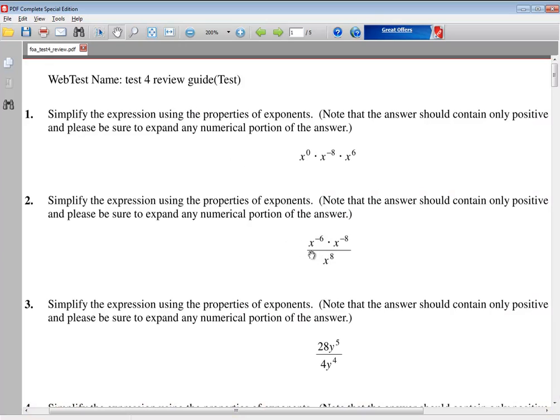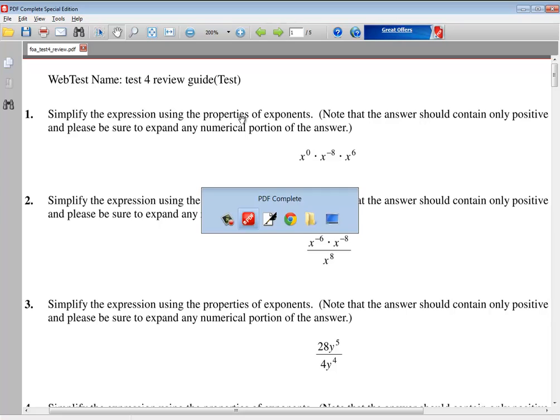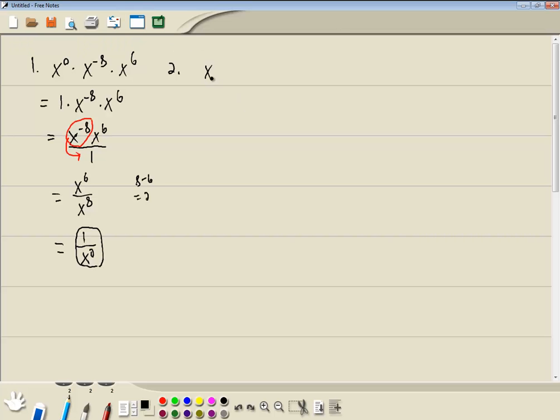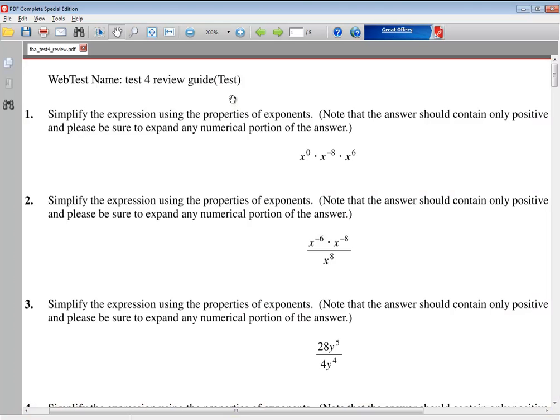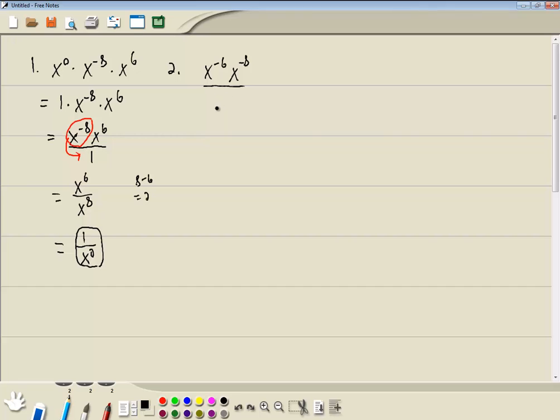Our second problem. We got x to the negative 6, x to the negative 8 over x to the 8th. Well, this is already in fraction form, so it works out well. Never want negative exponents, so I'm going to take this x to the negative 6 and move it down below. Now I'll take this x to the negative 8 and move it down below.